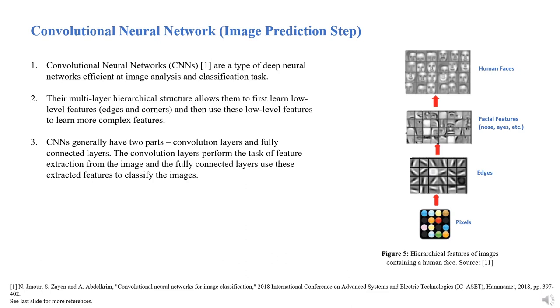Figure 5 shows the hierarchy of features in an image containing a human face. At the lowest level, we have edges and corners, using which more complex features such as human nose, human eyes, etc. are extracted. Further, these features are utilized to detect the presence of a human face.